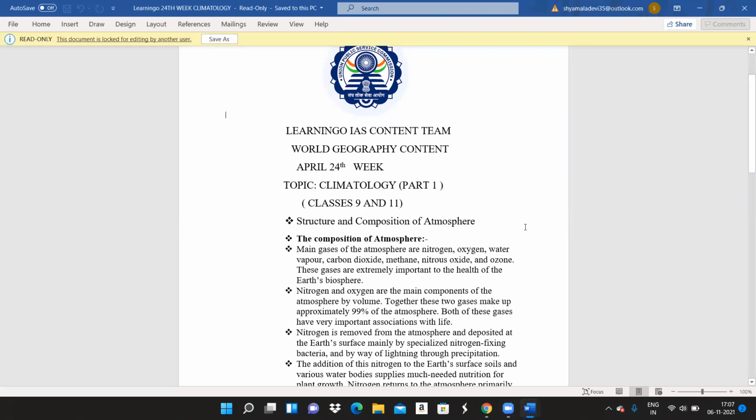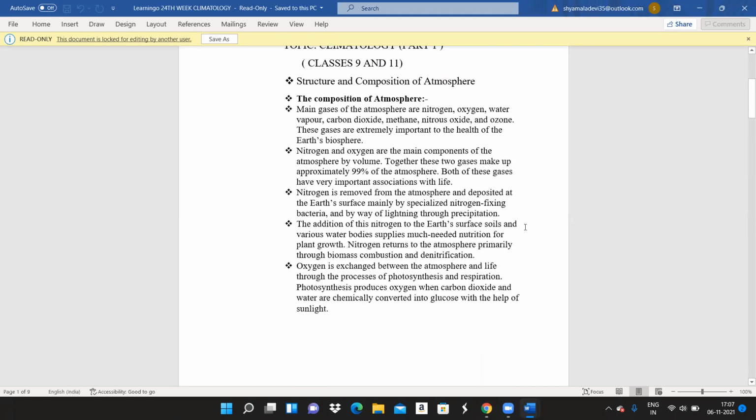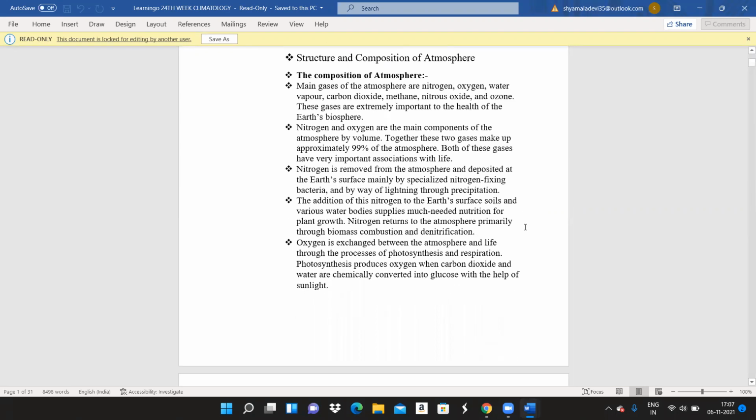Okay. So this is what we call the structure and composition of the atmosphere, where I said there are a number of gases present. That is nitrogen, oxygen, water vapor, carbon dioxide, and all these, which are very important to the health of the Earth's biosphere. That means if we are talking about the biosphere of the Earth, all these gases are very important. In this, nitrogen and oxygen are the main components, and they make up about 99% of the atmosphere, and they are very important for our life also.